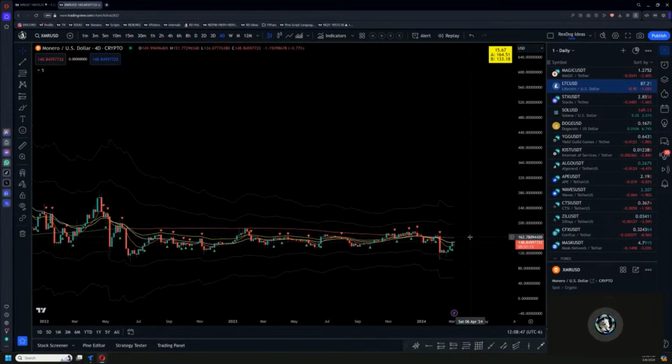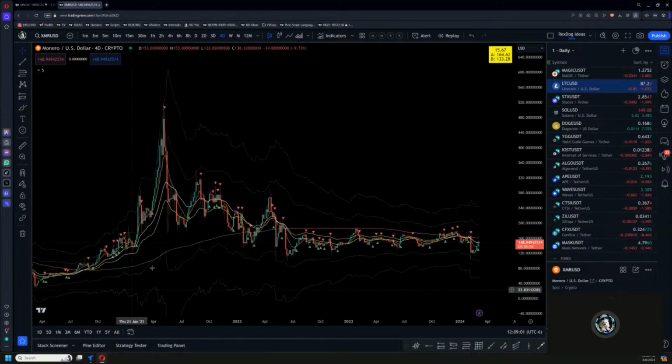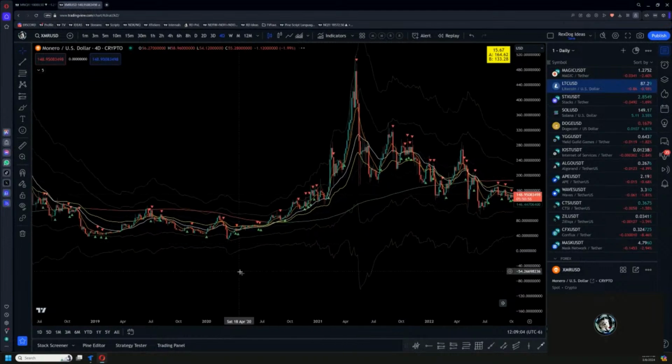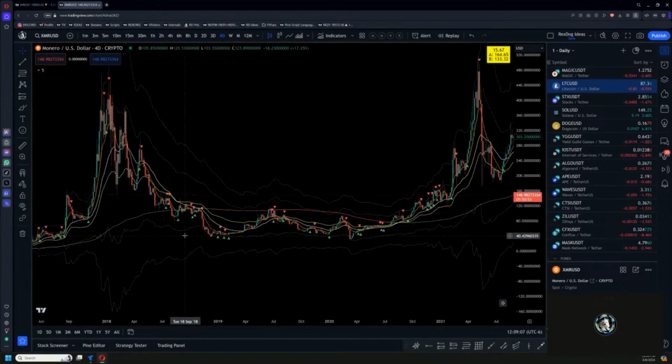I think I'll dump it all at 162, 157, 157, 156.91. I think that's where I'll dump it all. Wow. My basis in Monero is like $63.